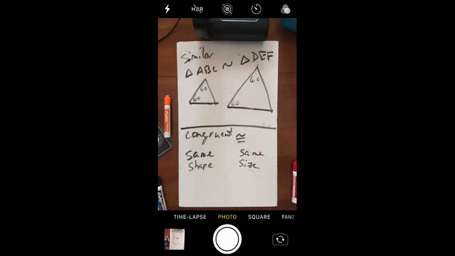In this video, we're going to talk a little bit about what it means for triangles to be similar and what it means for triangles to be congruent. That would be the focus. And then how we can or cannot prove that triangles are congruent.